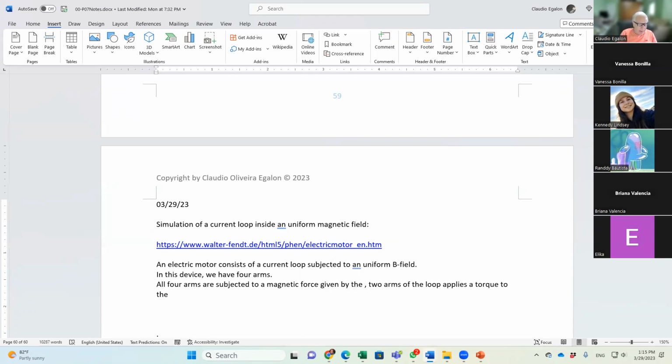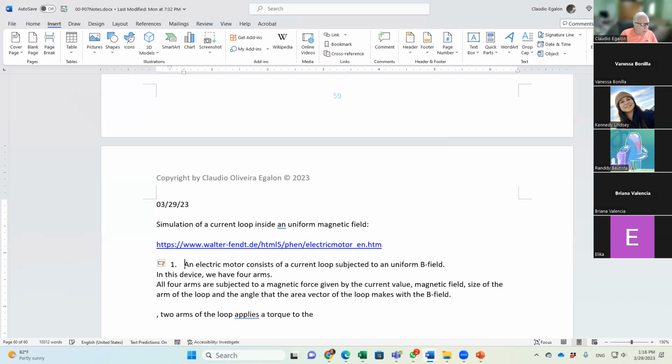Given by the current value, magnetic field, size of the arm of the loop, and the angle that the area vector of the loop makes with the magnetic field, with the B field, right?